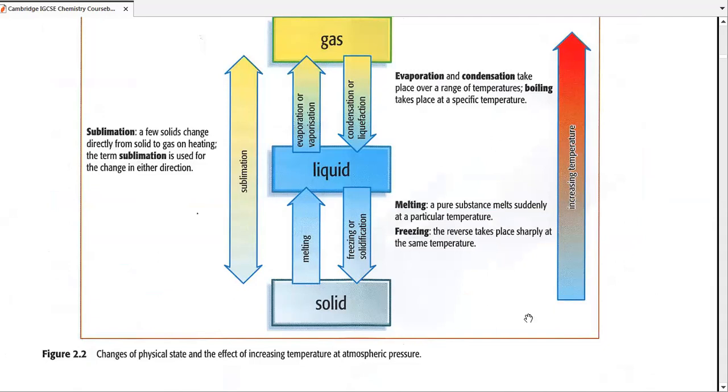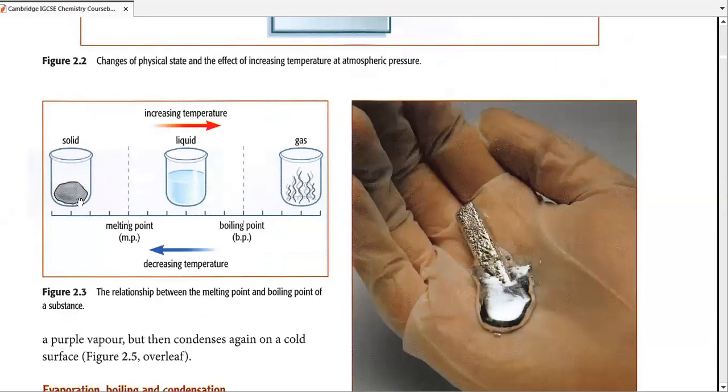So this is the temperature scale shown over here. Solid will go all the way from liquid to gases when we increase the temperature, and when we decrease the temperature, the opposite would happen. Okay. So the same thing is given over here in terms of temperature.